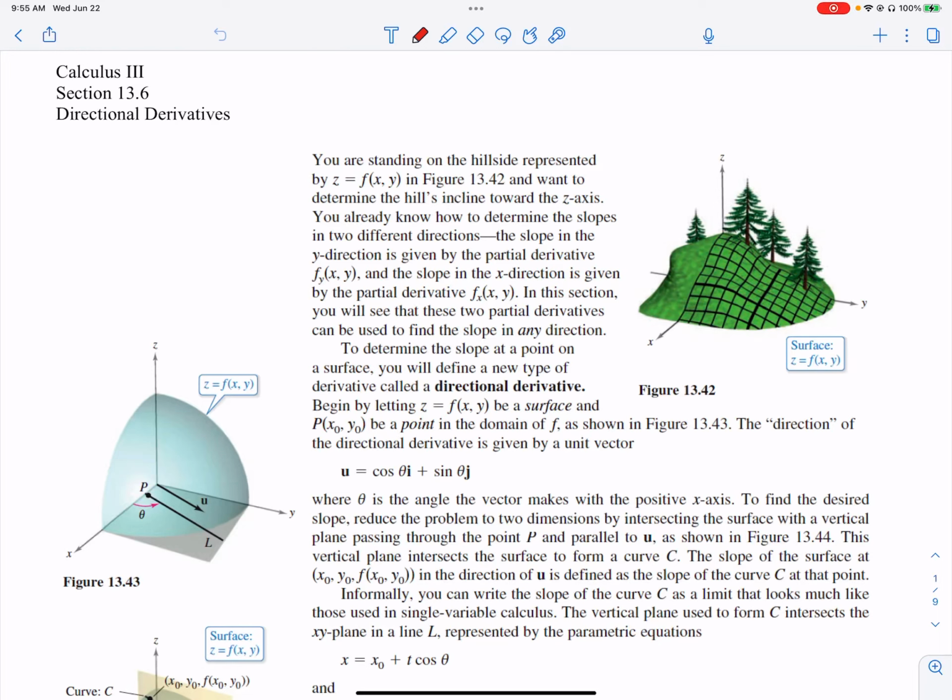In this video, we'll be discussing section 13.6. This is directional derivatives. In the partial derivatives section, I talked about how we would eventually get to fully directional derivatives. Here it is. This will allow us to get a derivative in any direction that we want. The only ones that we have focused on so far are in the x direction and in the y direction, but not in any direction we want.